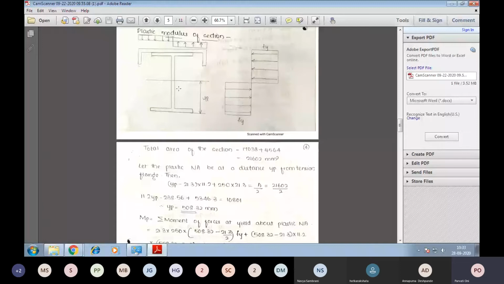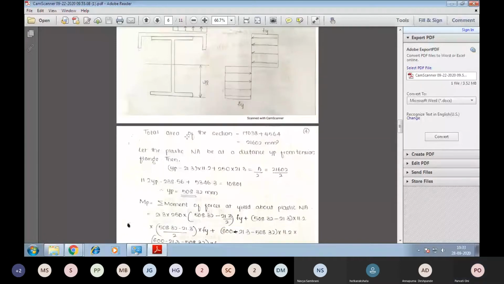So the area of this web plus the area of this flange will be equal to total area divided by 2. I'll repeat once again. The area of this web of the I section plus the area of this tension flange, or the bottom flange, will be equal to 1 by 2, right?